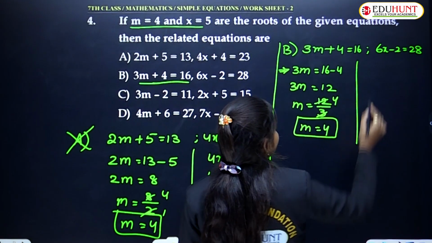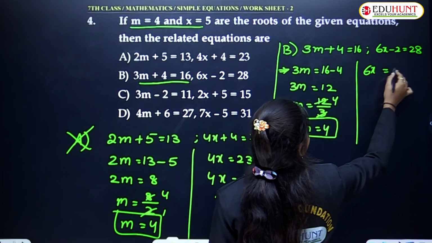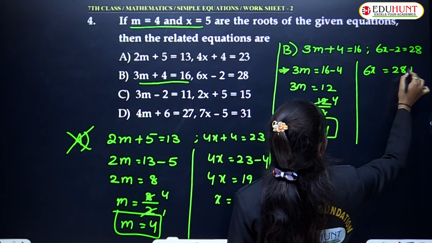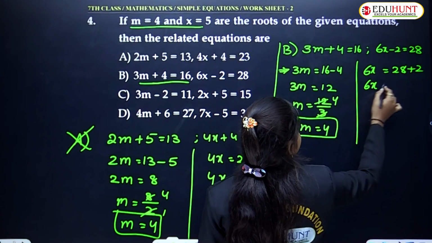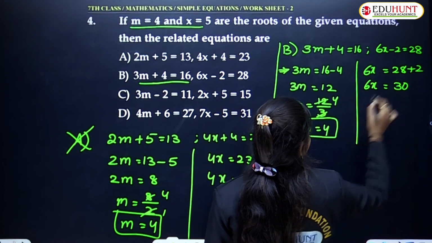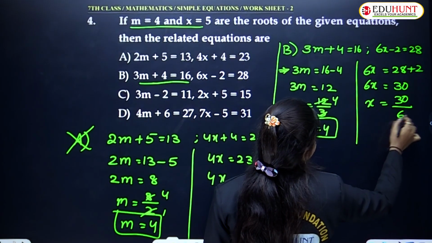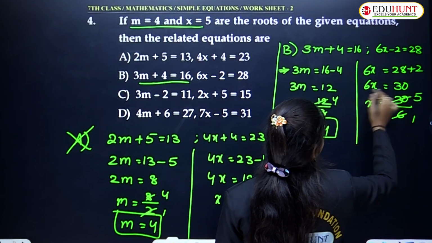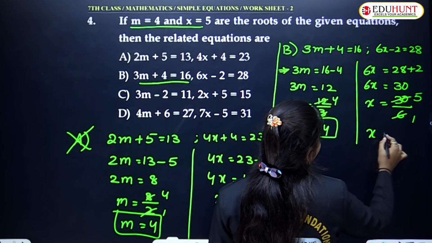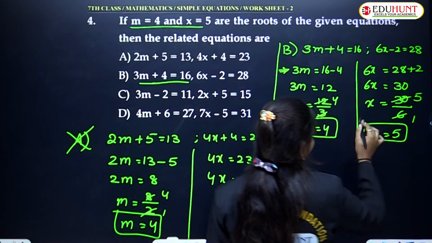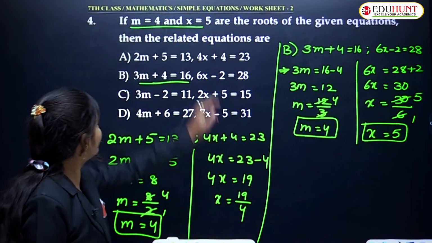And come to this one here. 6x is equal to 28 minus 2, which becomes plus 2. So 6x is equal to 28 plus 2, 30. x is equal to 30 divided by 6. 6 ones are 6, 6 fives are 30. Why? Because the product becomes division, no? So here x is equal to 5. That's what they are asking here.